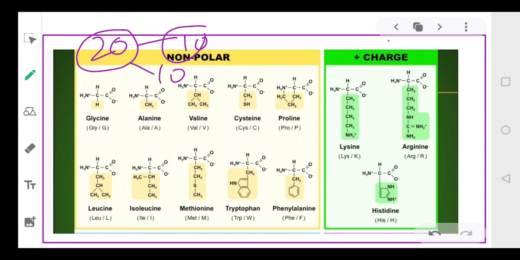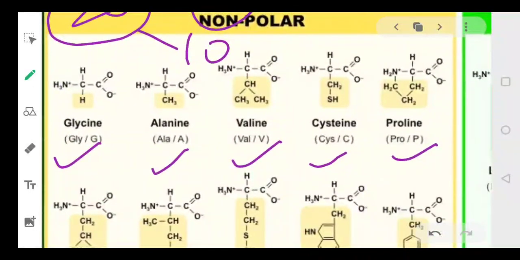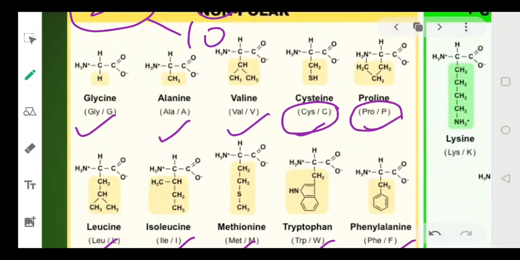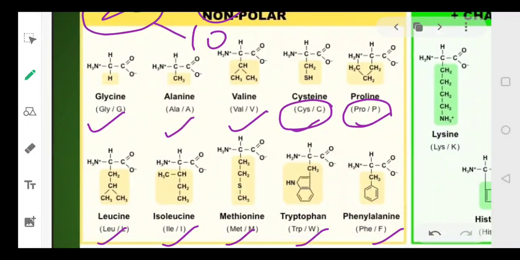I have listed here all the 10 amino acids: glycine, alanine, valine, cysteine, proline, leucine, isoleucine, methionine, tryptophan and phenylalanine. Glycine, in short, we can write as GLY and its symbol is G. Alanine is ALA, symbol A. Valine is VAL or V. Cysteine is CYS or C. Proline is PRO or P. Likewise, we have leucine as L. Isoleucine is I, methionine is MET or M, tryptophan is TRP or W, phenylalanine is PHE or F.